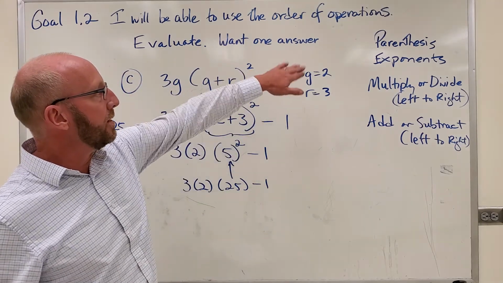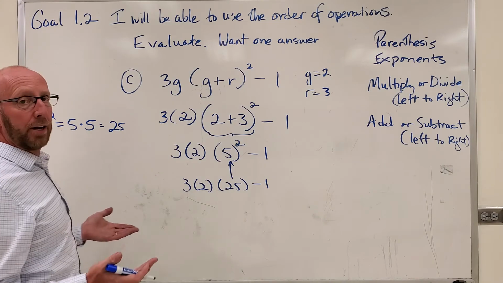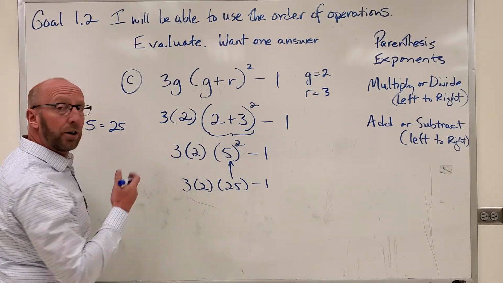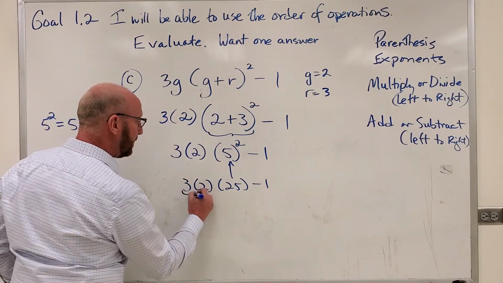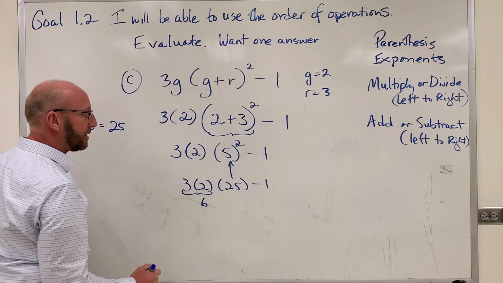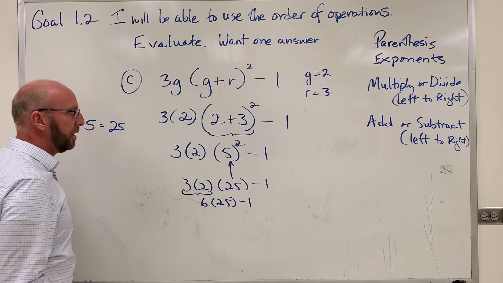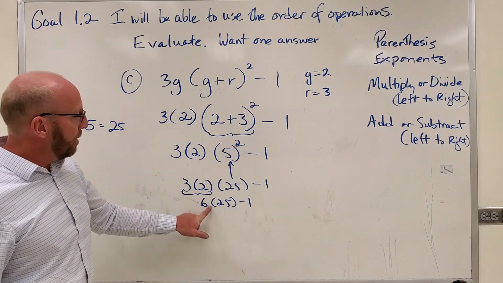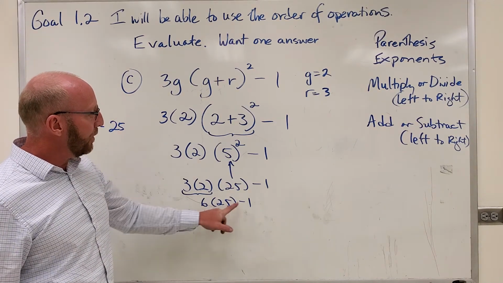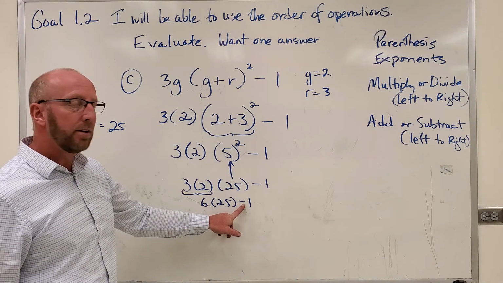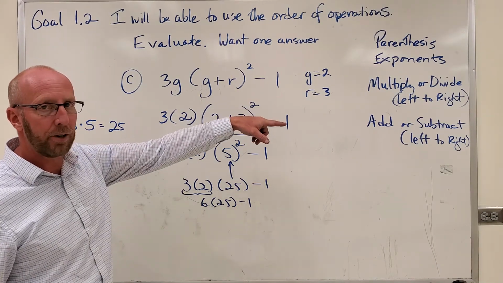I've done parentheses, I've done exponents. Now I multiply or divide. You have to start at the left. 3 times 2 is 6, and then I have 6 times 25 minus 1. What do I do next? Do I multiply 6 times 25, or do I do 25 take away 1? The answer is I always multiply before I subtract.